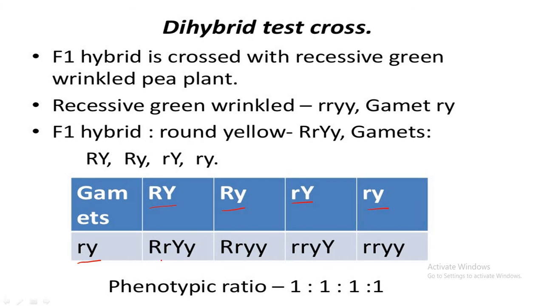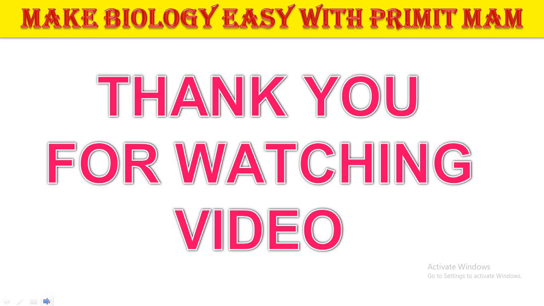So when these are crossed, it results in the formation of capital R small r capital Y small y. If this and this fuse, it results in capital R small r small y small y. If this and this fuse, it produces small r small r capital Y small y. And if this and this fuse, it results in small r small r small y small y. So the phenotypic ratio is 1:1:1:1.